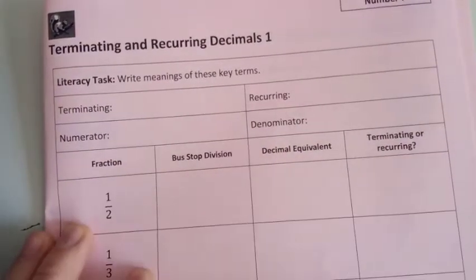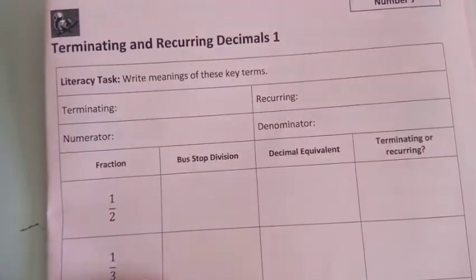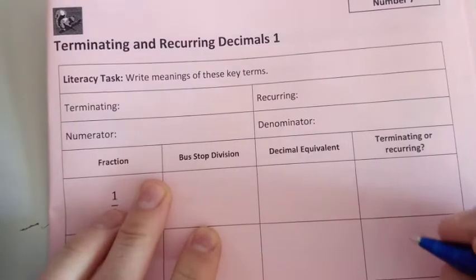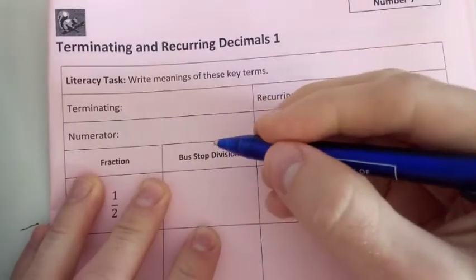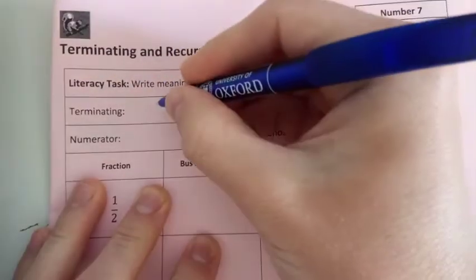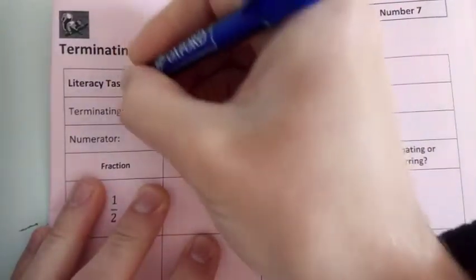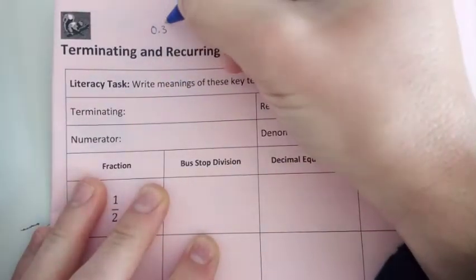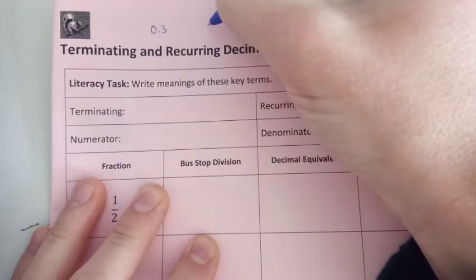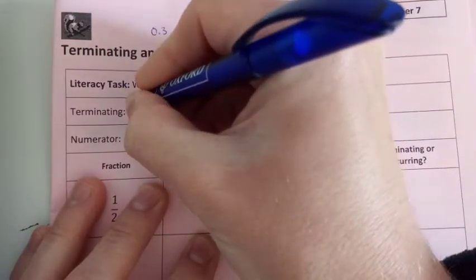Okay, we're going to go through page 15 now. Now this is all about terminating and recurring decimals. So a terminating decimal is one which stops. For example, 0.3. Okay, that would be a terminating decimal. Terminate means to stop, so it just stops and there's no more digits after that. So it is a decimal with a finite number of digits.